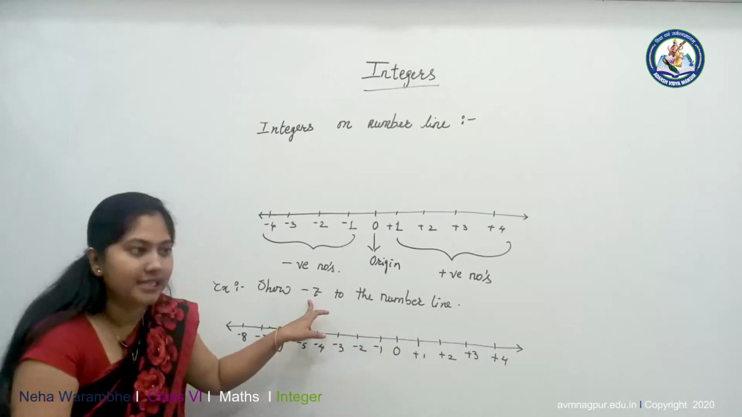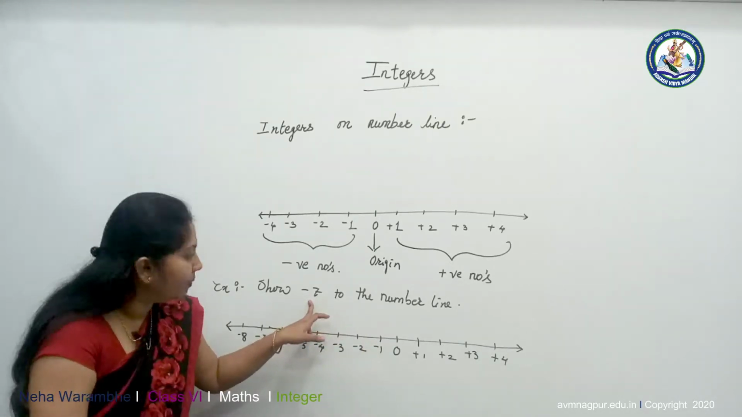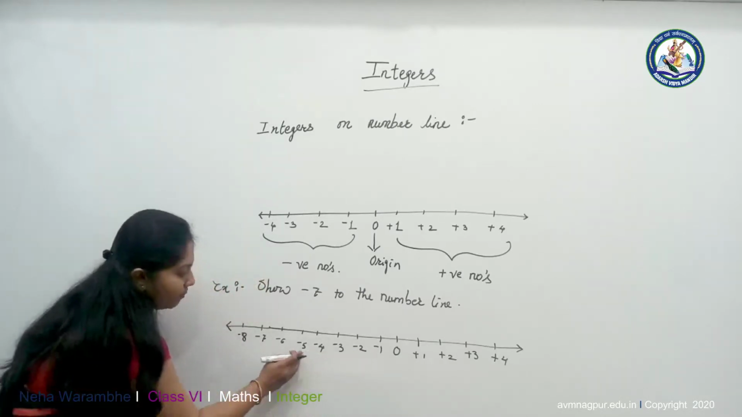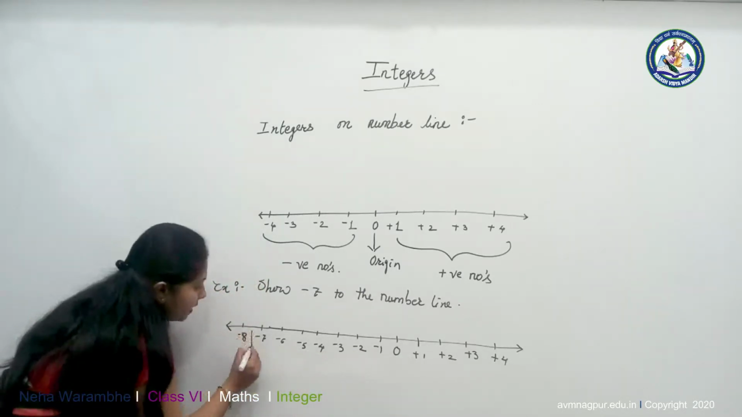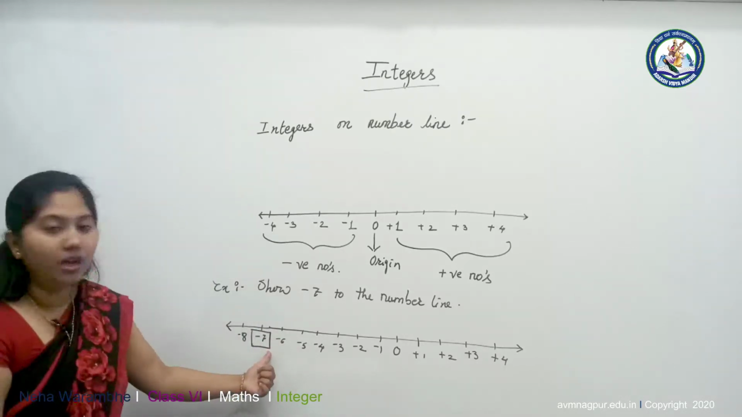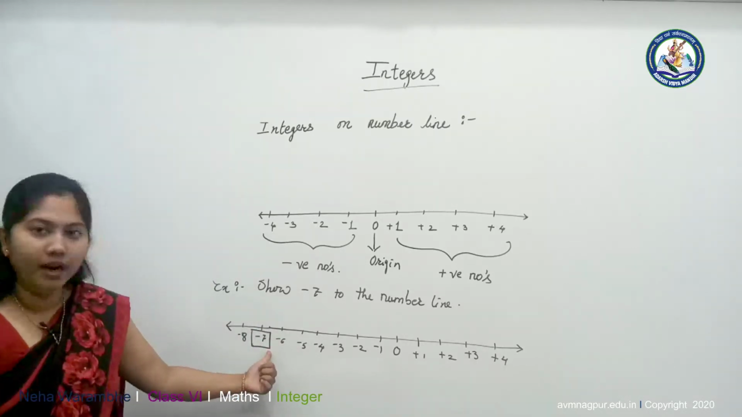Minus 7 is on the left side of the number line. See, minus 1, minus 2, minus 3, minus 4, minus 5, minus 6, and this is minus 7. This point is called minus 7, to the left side of the number line.